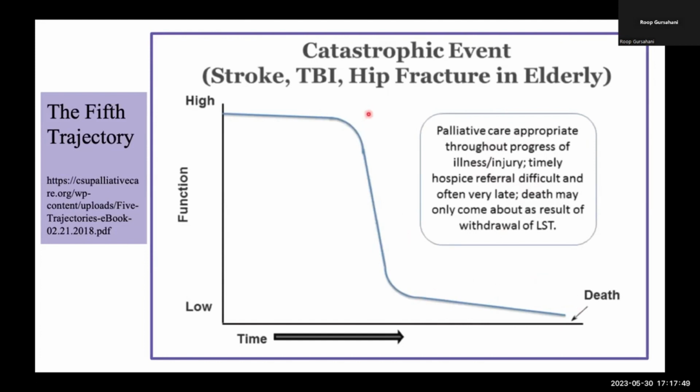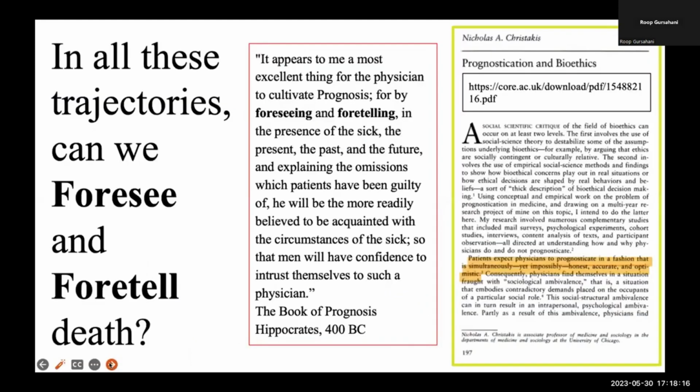Now, this catastrophic event could either be a primary CNS event, so it is either traumatic brain injury, stroke, or so on. But in healthy elderly, it can even be a systemic event. So you will see, say, somebody who's in their 80s, who is completely functional, get a hip fracture and never really come out of it. So this is what we term the fifth trajectory.